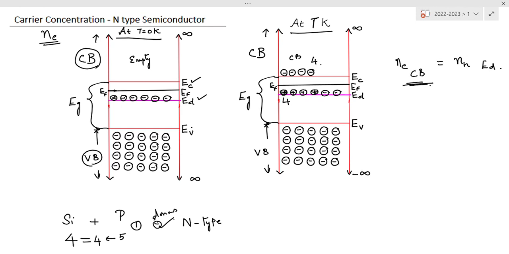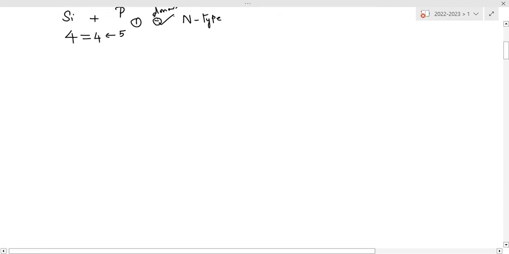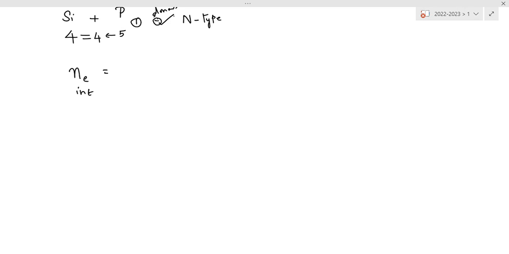So in N-type semiconductor, we are going to find the carrier concentration, the charge carriers concentration. Concentration of charge carriers in the sense how many electrons are present per unit volume of this N-type semiconductor. Now, in an intrinsic semiconductor, the number of electrons in the conduction band can be determined using this formula: 2 into (2 pi me kBT by h square) the whole power 3 by 2 into e power (EF minus EC) by kBT.